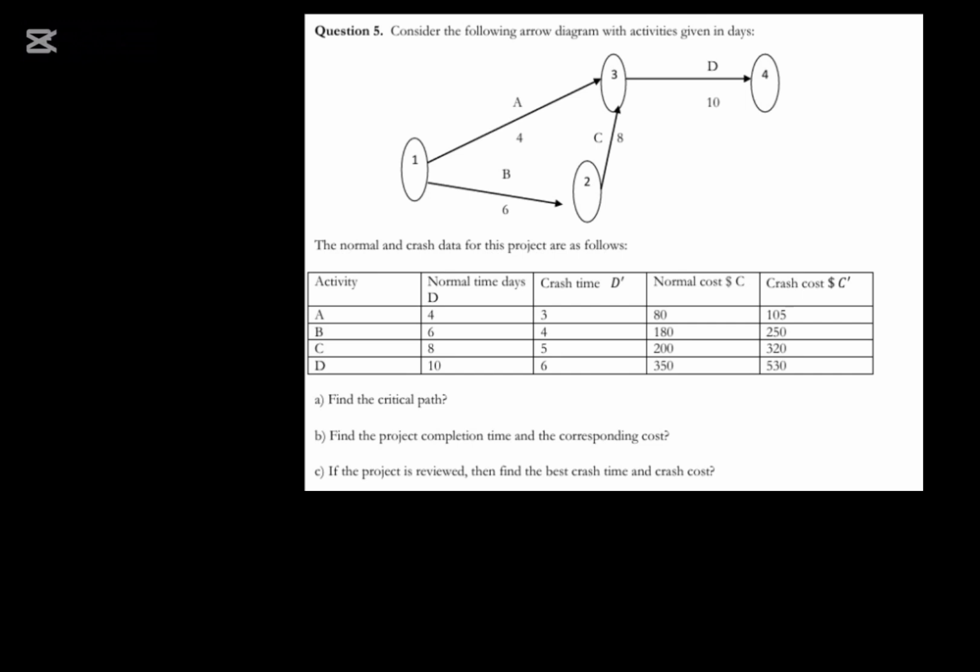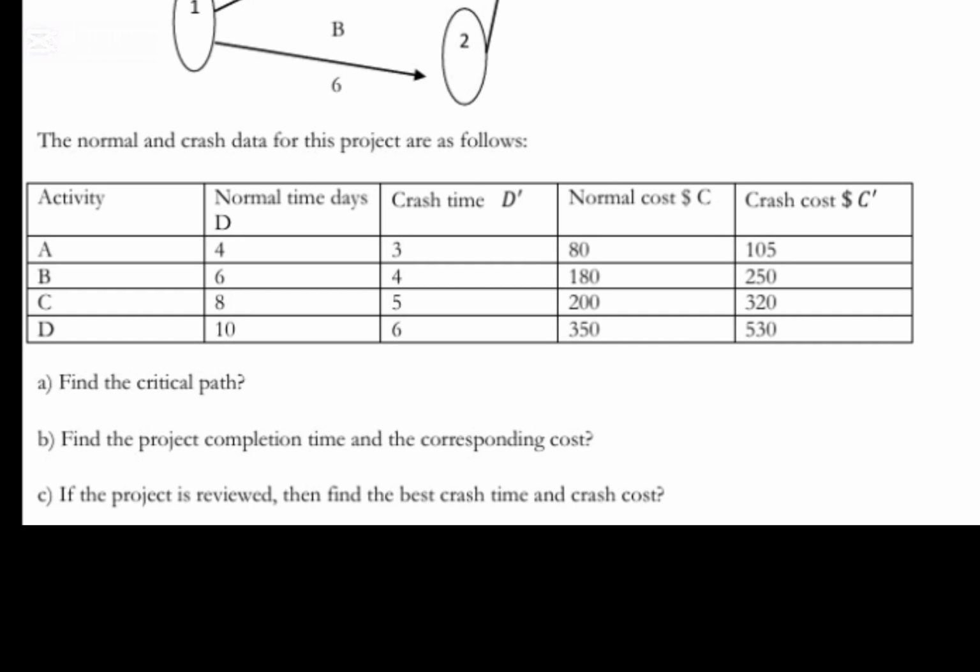The problem presents us with a network diagram consisting of 4 primary activities, labeled A, B, C, and D. We are also looking at a comprehensive dataset that lists the normal duration and cost for each task, compared against the crash duration and its corresponding higher cost. If we examine the table, we see that activity A normally requires 4 days at a cost of $80, but it can be accelerated to 3 days if we increase the budget to $105.